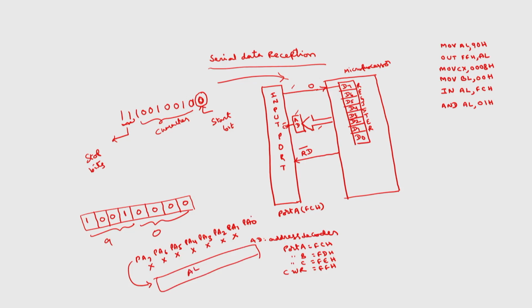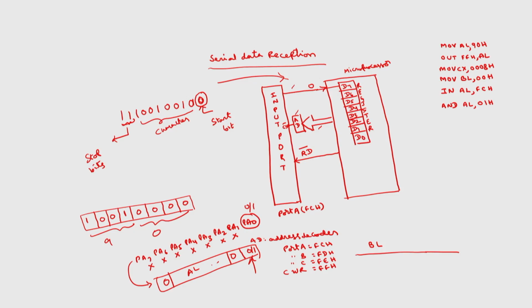So, what is of interest is that this bit will be received on PA0. That is why I am ANDing this one, so that this bit, if it is 0, remains 0, if it is 1, remains 1, and the remaining bits all become 0. This is the bit that I want to read. That is why I have ANDed this AL contents with 01H. Now, I will OR this because in BL I have already taken 00H. I want to finally store this received character in the BL register.